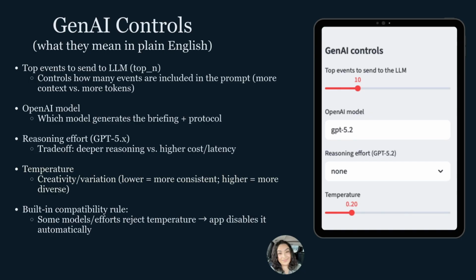So if we raise that number, the model has more candidate events to choose from for the notable events section, and it can produce a richer summary. But it also increases the amount of text we send, which means essentially more tokens and usually a slower or more expensive call.